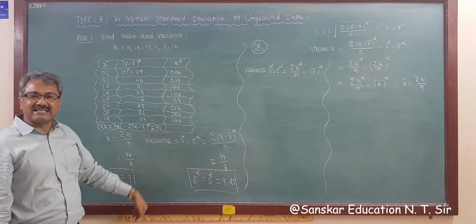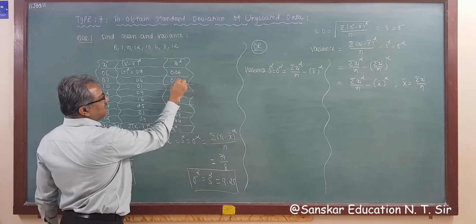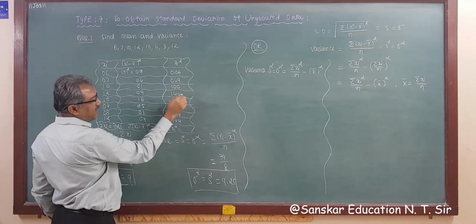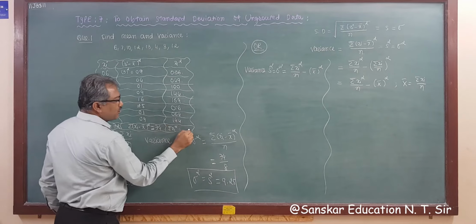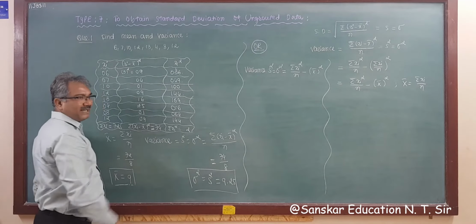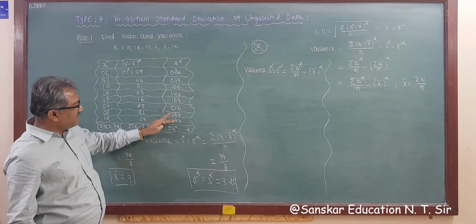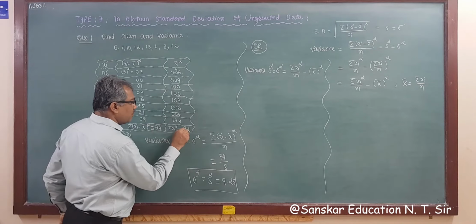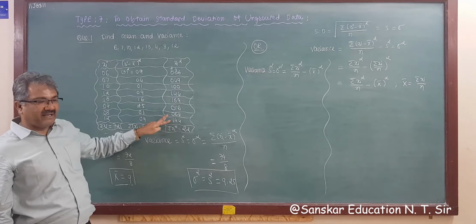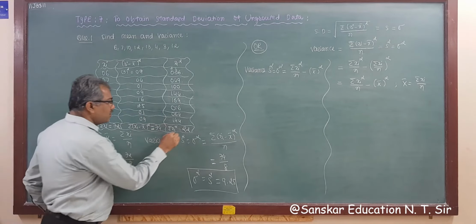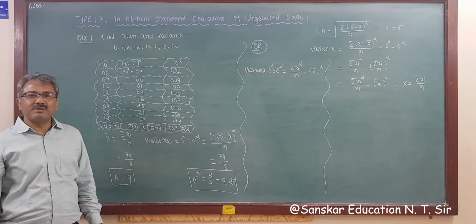So the sum of this is sigma xi square, you know. So sigma xi square is equal to 36 plus 49 plus 81 plus 100 plus 144 plus 169 plus 16 plus 64 plus 144. Adding these up, the sum is 722. Right? So 722 is the sigma xi square.